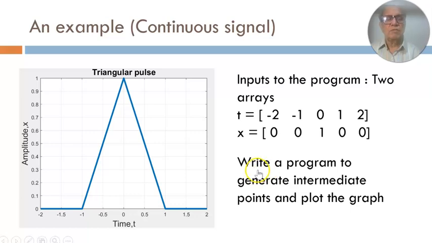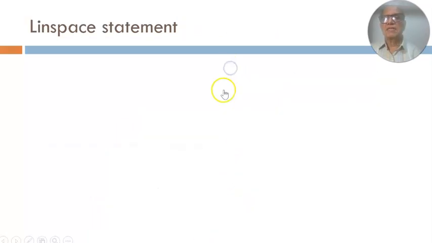Okay, so we'll write a program to generate intermediate points and plot the graph. We'll generate all intermediate points for the time vector, and we'll also generate all the intermediate points for the amplitude vector and then plot them. Now, before we are able to write this program, we study one important statement in MATLAB that is called the linspace statement. Some of you might already know about this.